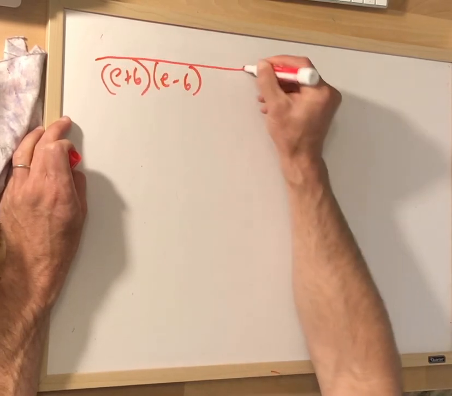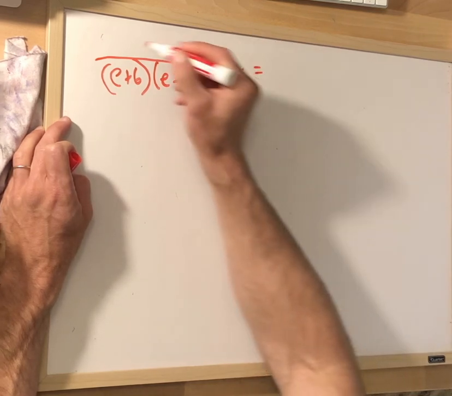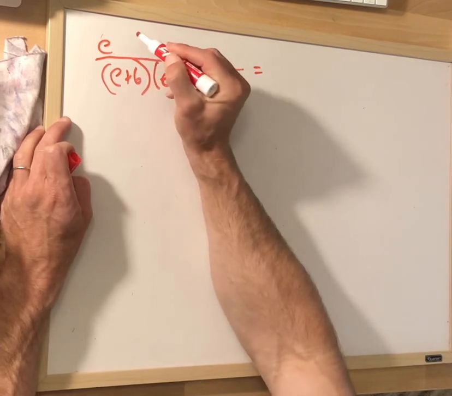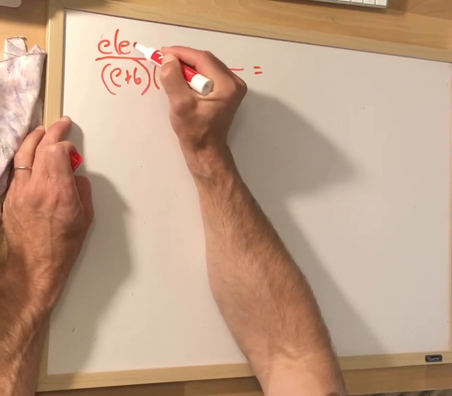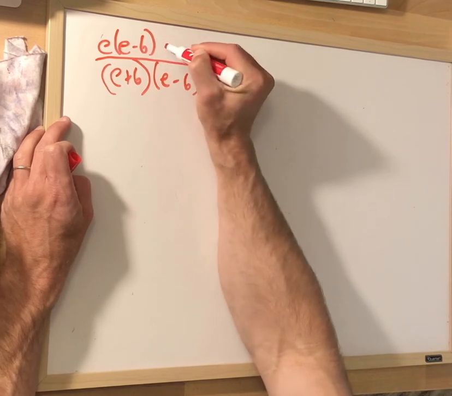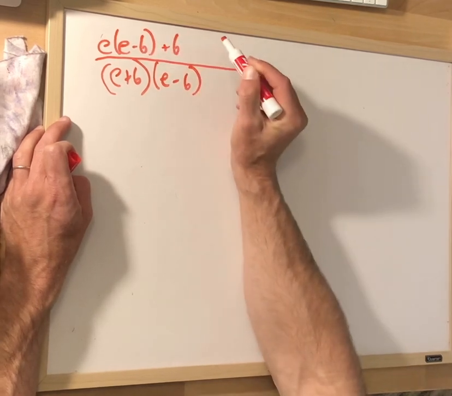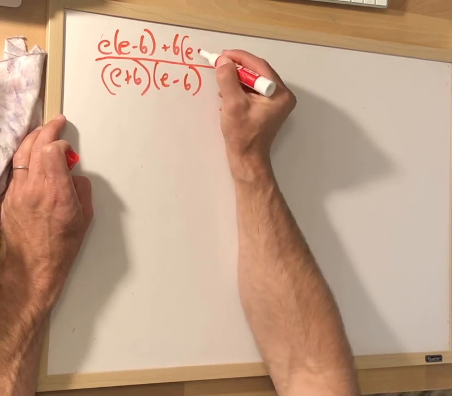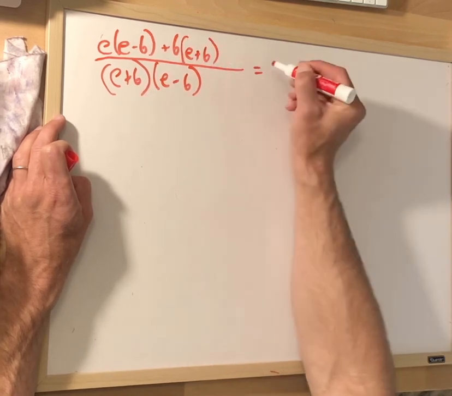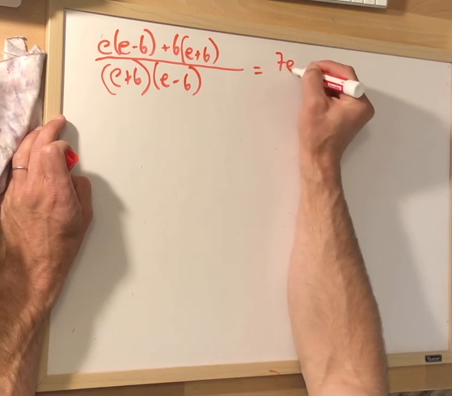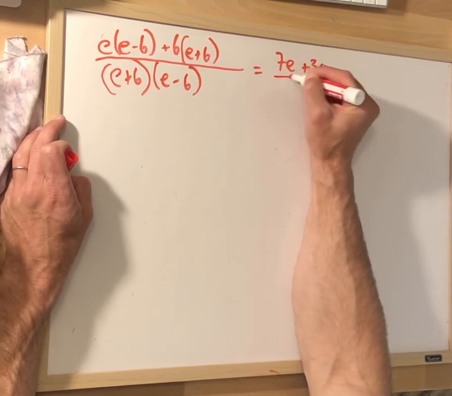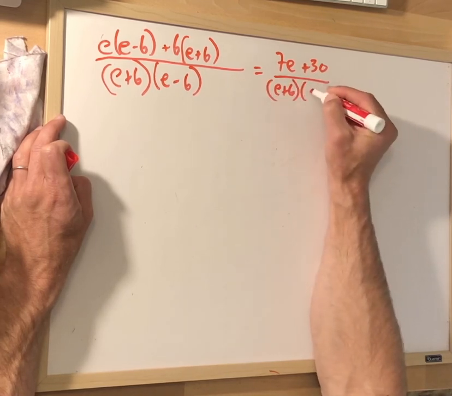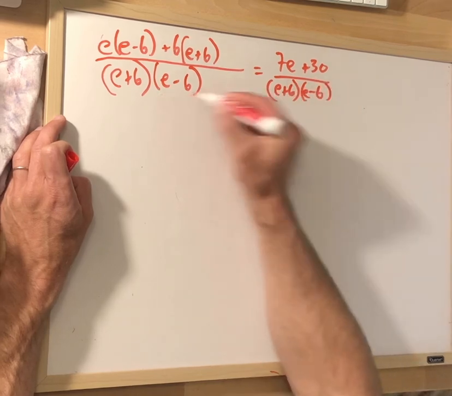So if I took this e, I had to multiply it by e minus 6. And then my second number, I had to add that 6. Because it was an e minus 6, I had to multiply by e plus 6. And then I get 7e plus 30 over, look at this, see how it's already set up over e minus 6. It's already set up the same as this.